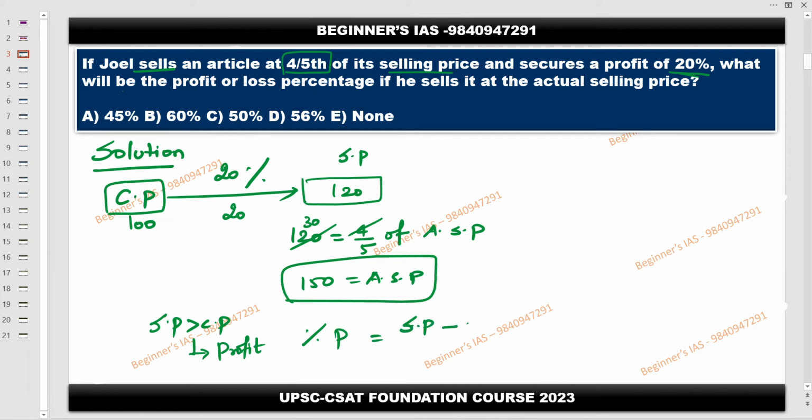Profit percentage is equal to SP minus CP, with respect to the CP, into 100. Here I have written CP in the denominator because we have considered that CP as 100. Then 150 minus 100 is nothing but 50. 50 by 100 into 100 is equal to 50 percentage. So learn this PCG method also if you couldn't remember the formulas. So the answer is 50 percentage.